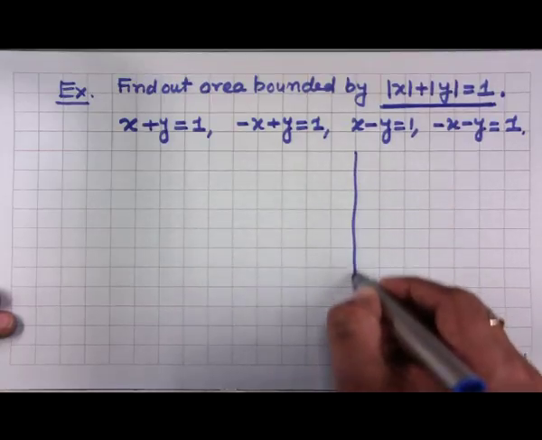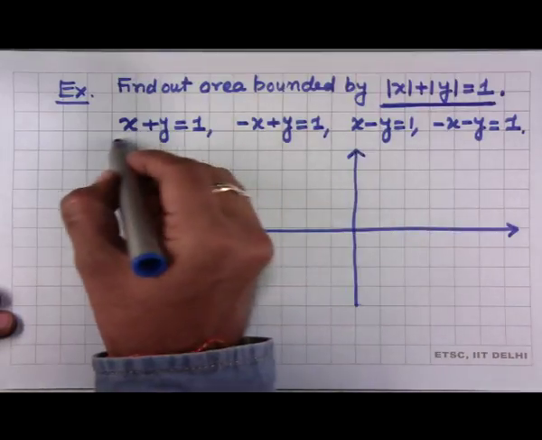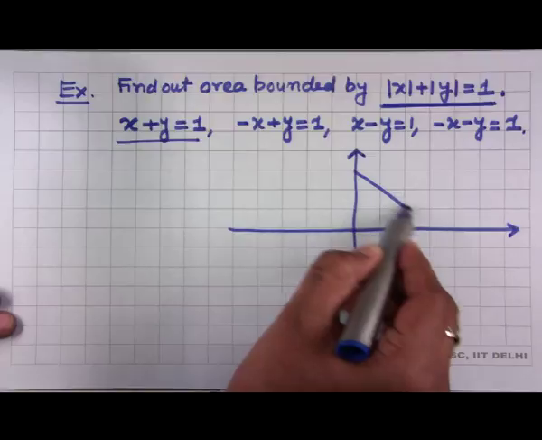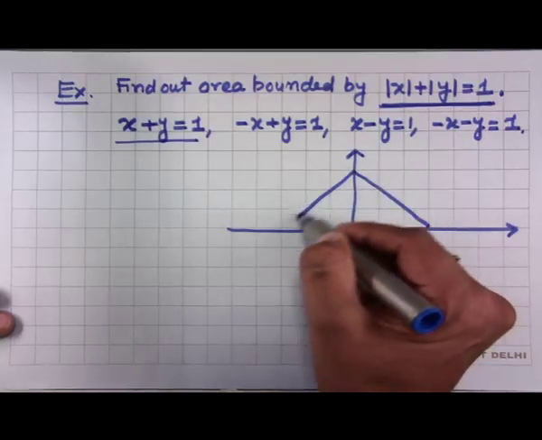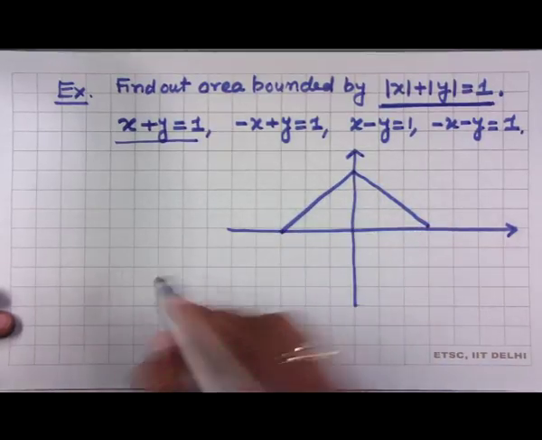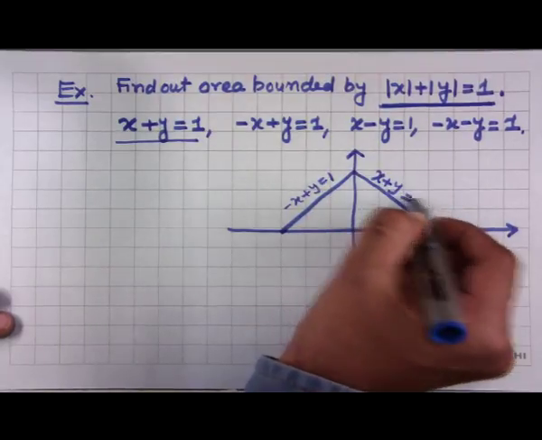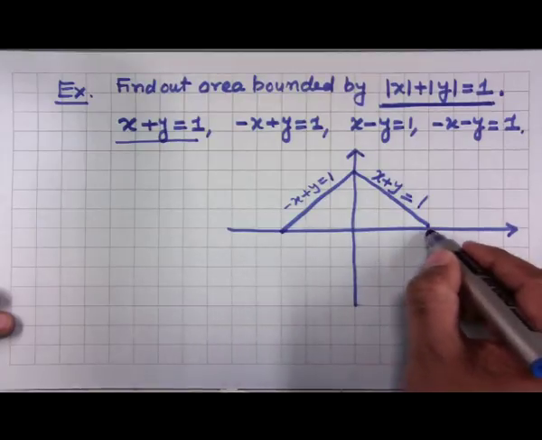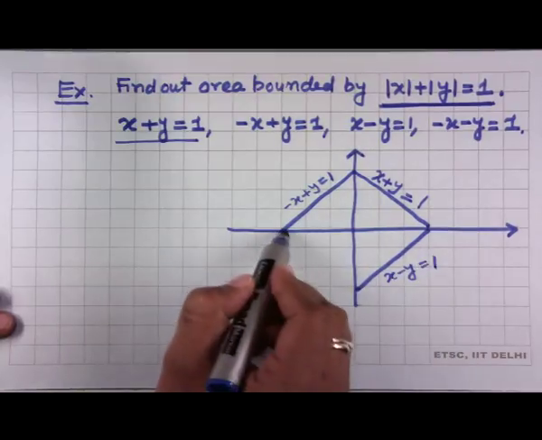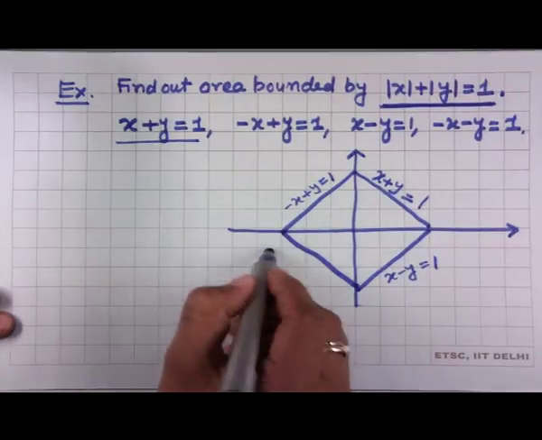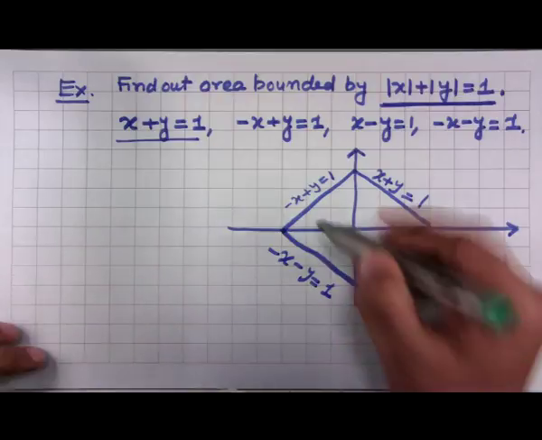So, let us plot them. This is in the first quadrant, minus x plus y. So, x is negative, y is positive. So, this is in this line. So, minus x plus y equals to 1. This is x plus y equals to 1. x minus y is this line, x minus y is 1, minus x minus y is equal to 1 is this one. So, the required area is therefore this.